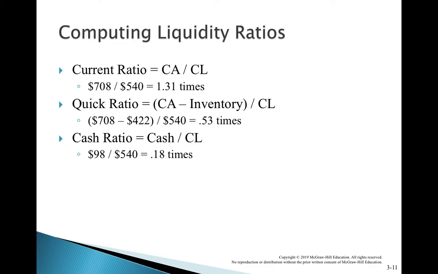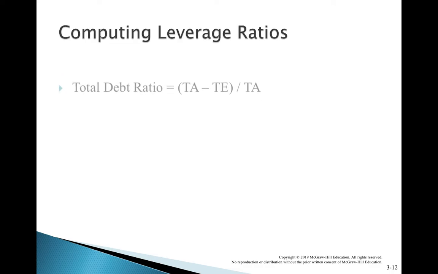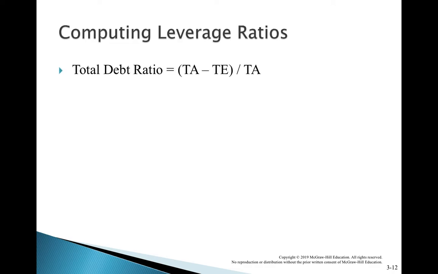Like that. Next. The second category of ratios is leverage ratios, which are long-term solvency ratios. The liquidity ratios are short-term solvency ratios. The leverage ratios are long-term solvency ratios. So the first one is the total debt ratio.